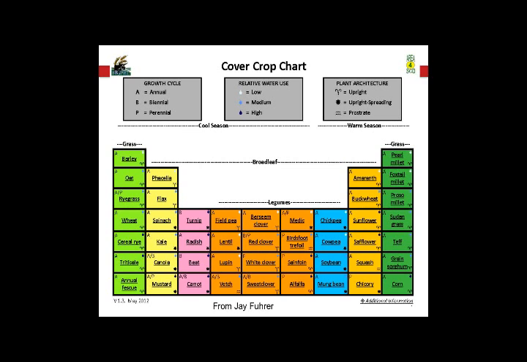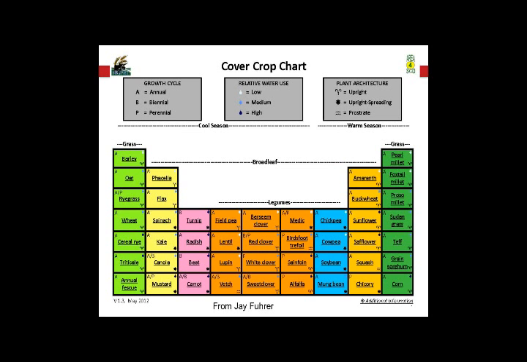And then it's very important to look at this relative water use, because if you're in the west where you don't have near as much moisture, you're going to want to try to conserve your moisture. So you're probably going to want to look at those cover crops that have low water use. If you're in the east where we have high humidity and excess water, you may tend to want to use some of the cover crops that use a little bit more water, because through evapotranspiration we can actually help to dry out our soils.